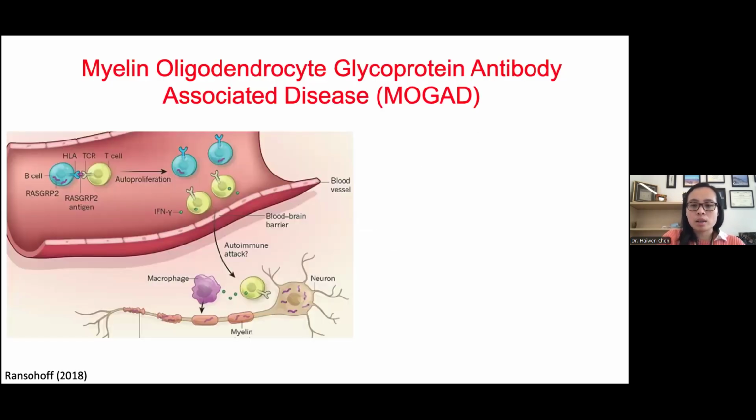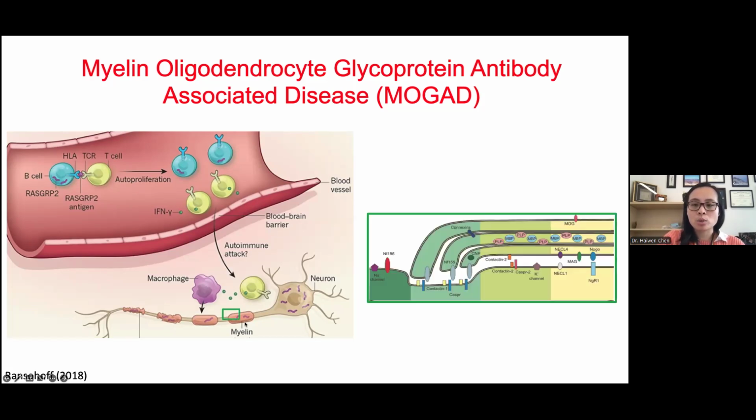And with that, we'll transition into talking about MOGAD, myelin oligodendrocyte glycoprotein antibody-associated disease, which is another autoimmune disease that has, over the last decade or so, emerged as a distinct clinical and imaging entity. Like with MS, in MOGAD, immune cells will attack the myelin. But unlike in MS, people with MOGAD actually have an antibody that we can measure in their blood against a specific protein that's on the outer layer of this myelin sheath, and that is the MOG protein.